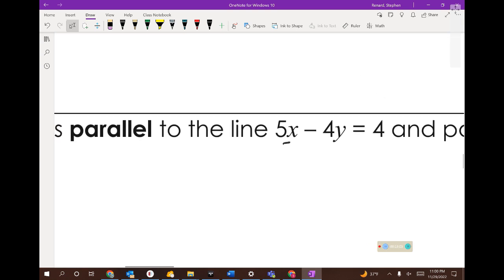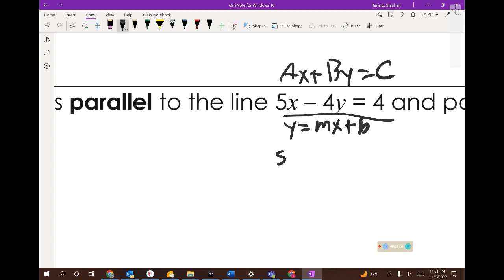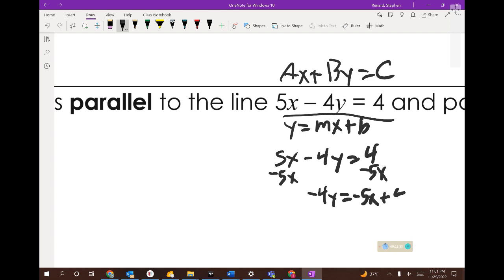Because we want to take this line right here and we need to find the slope. So we're going to put that into slope-intercept form. This is standard form, and we want it to look like that. So we want to subtract 5x from both sides. That's going to give us negative 4y equals negative 5x plus 4.